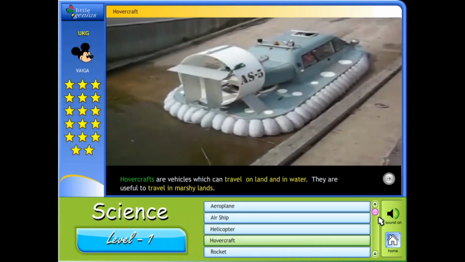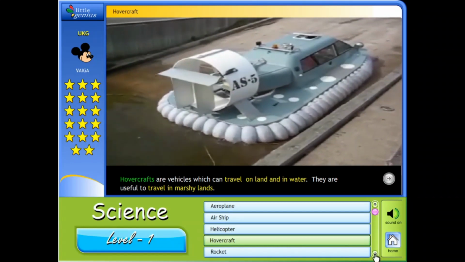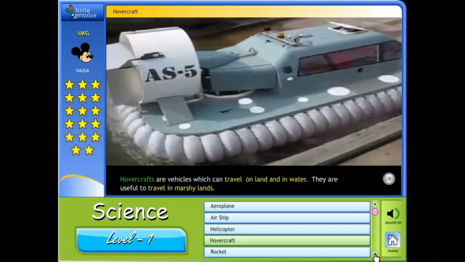Hovercrafts are vehicles which can travel on land and in water. They are useful to travel in marshy lands.